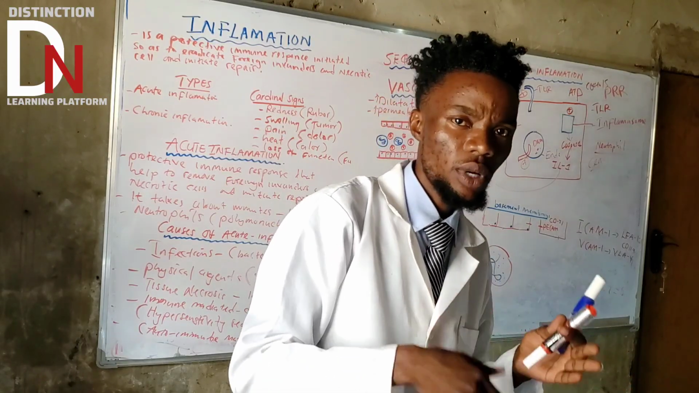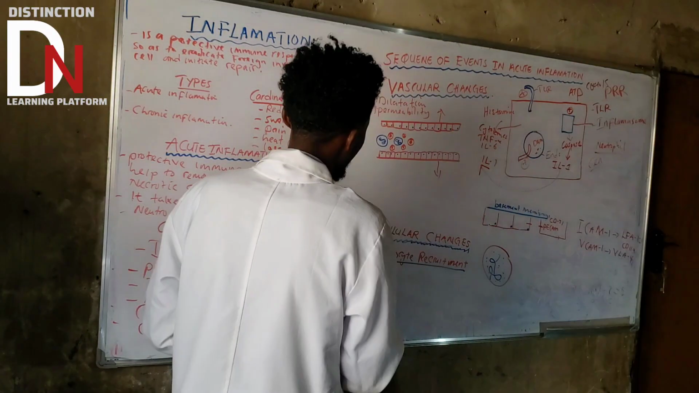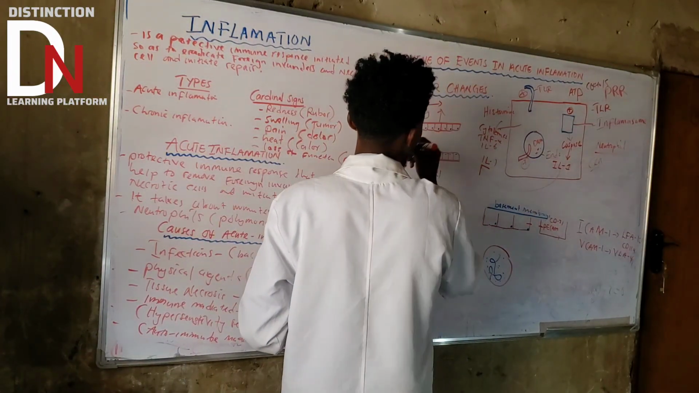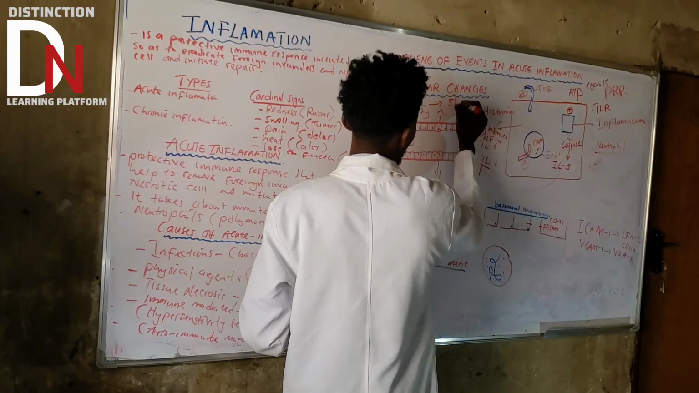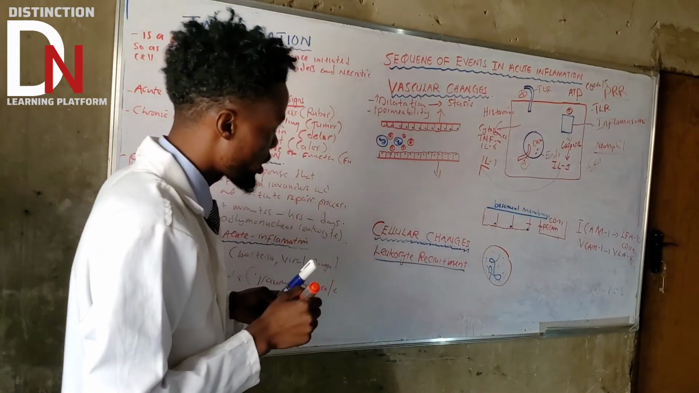Distorted, and it will be changed into what? Into the stasis type of what? Flow. So due to this dilatation, what's going to happen to the blood flow? There will be what? Stasis of what? Blood. Very, very important concept, okay?